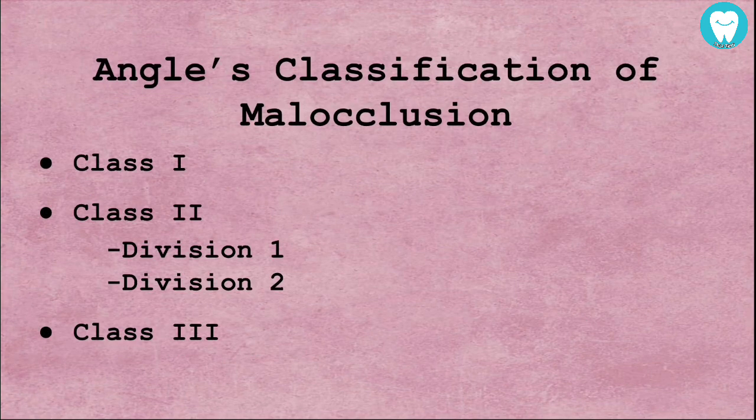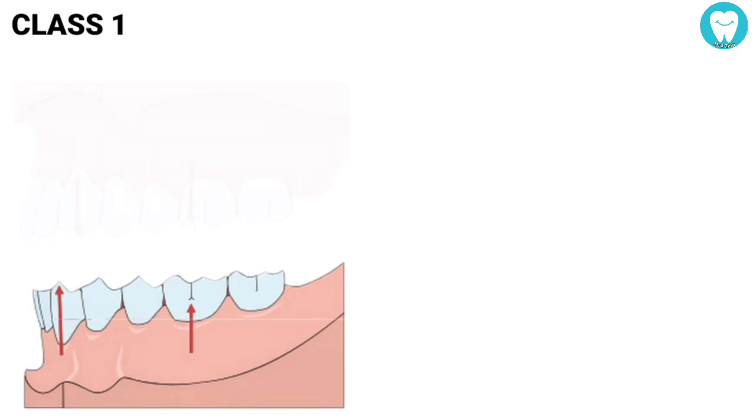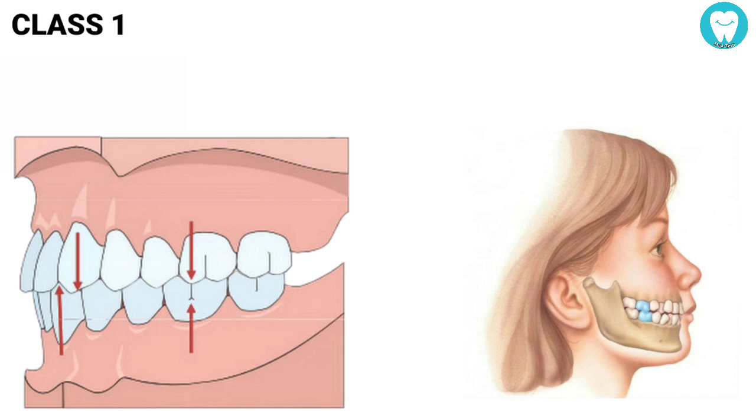Angle's classification of malocclusion is divided into three parts: class 1, class 2, which comprises division 1 and division 2, and class 3. Angle's class 1 is when the mesiobuccal cusp of the maxillary first permanent molar occludes in the buccal groove of the mandibular first permanent molar. As you can see over here, the mesiobuccal cusp of the maxillary first permanent molar is occluding with the buccal groove of the mandibular first permanent molar.